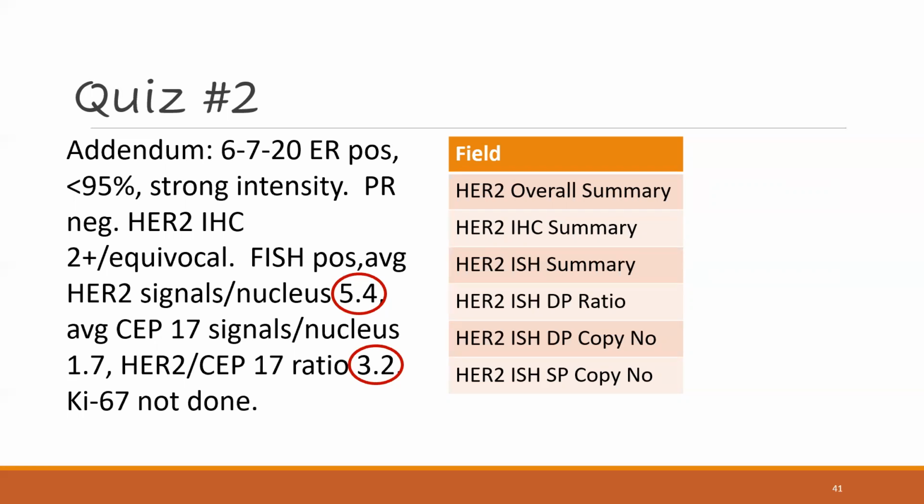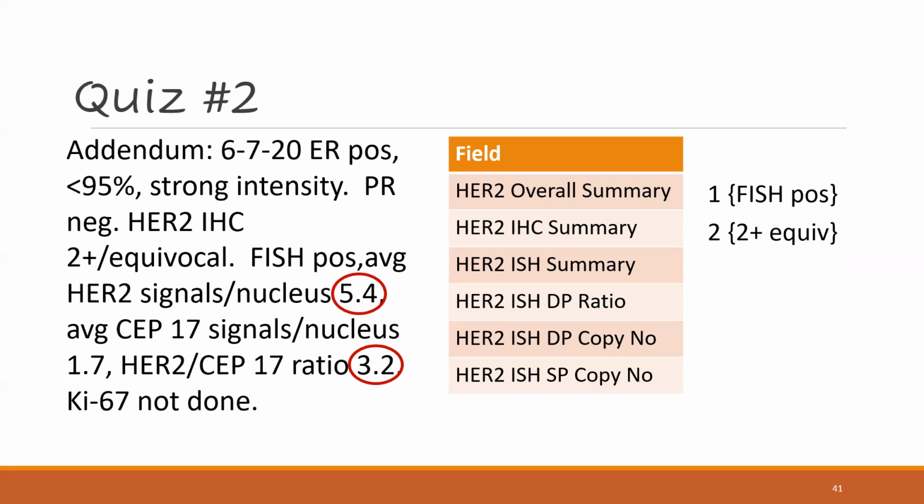Per note 2, a dual probe test will report the average number or mean signals for both the HER2 and the SEP17. We want the HER2 signals. Think of the SEP17 as the control and how you end up getting your ratio. The FISH summary and the overall summary, again, is going to be similar. So the FISH this time was positive. The HER2 by IHC was 2+ equivocal.